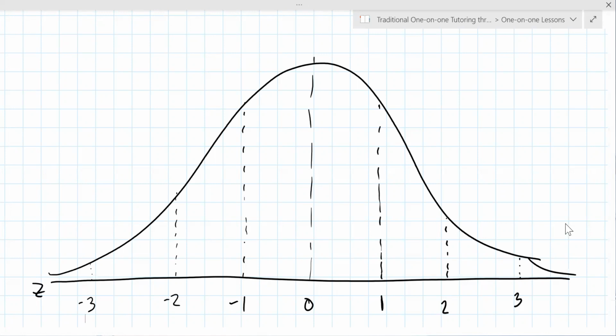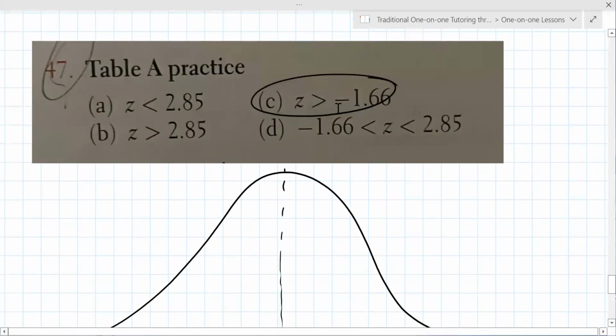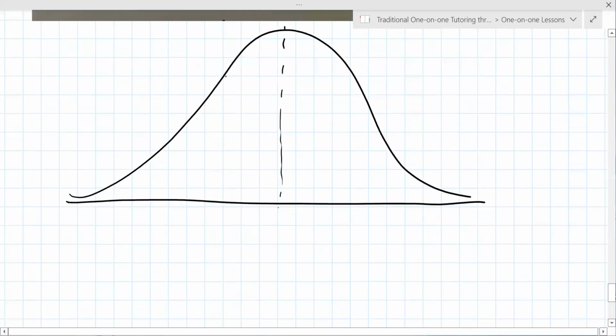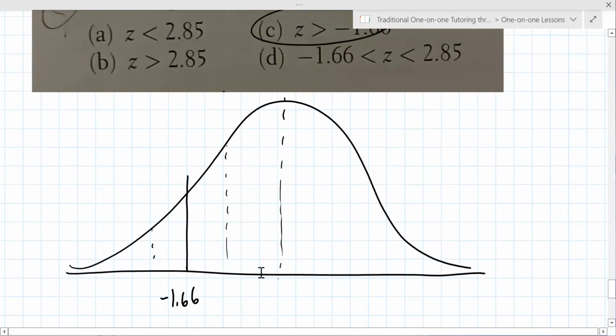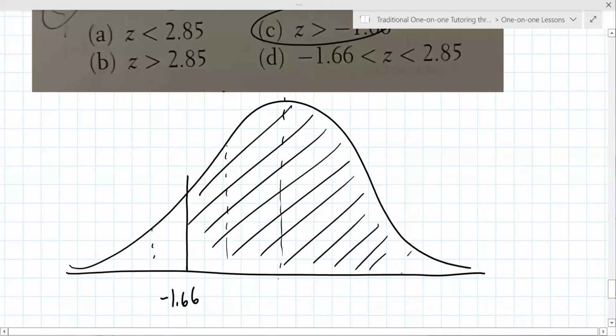All right, so now let's go back to your problem. We want Z greater than minus 1.66. So minus 1.66, I don't know, roughly, I'm going to put it right about there. That's minus 1.66 roughly. Okay, that's reasonable. Not reasonable would be over here. Now we want greater than. That means we want everything to the right of it. We want right tail.